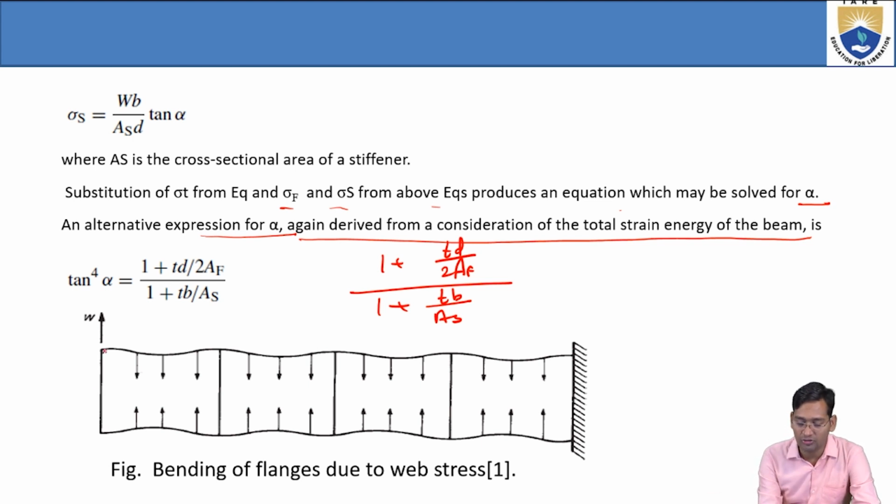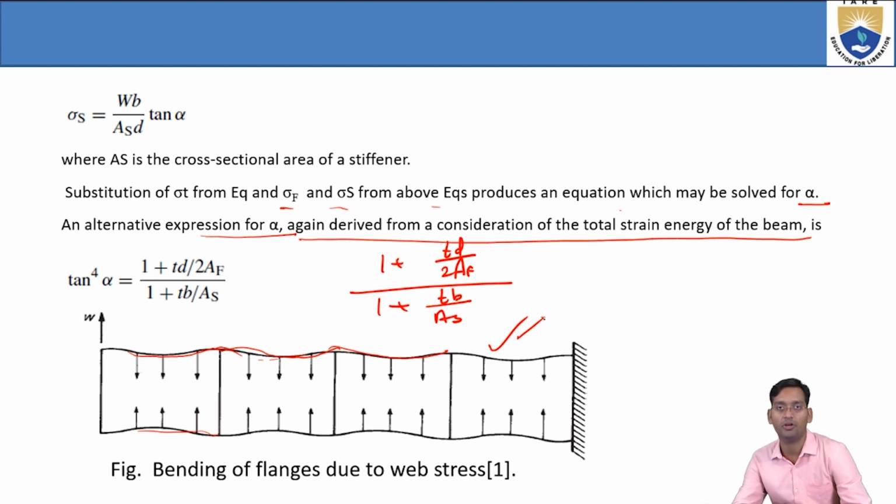So see how the shear stress distribution will be. After compression, I told you that wrinkles will form on the skin. So see, this one is the wrinkle type. A wrinkle is forming here. So this will be the shear stress distribution. This figure is very important. So how will this bend? This is the bending of the flange due to web stress.